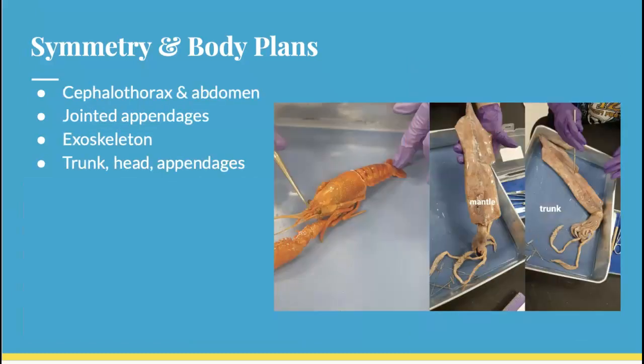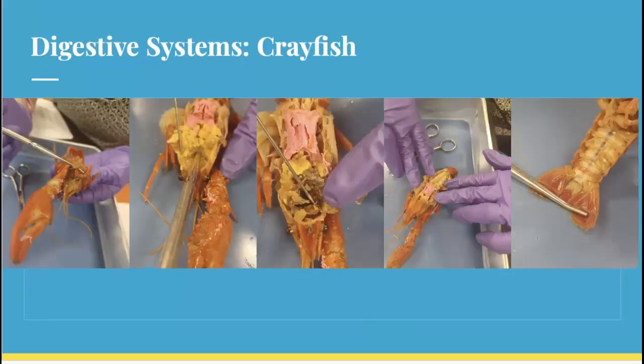However, they do differ in their body plans. Crayfish have a cephalothorax and an abdomen, as well as jointed appendages and an exoskeleton, which they molt periodically, typically before mating season. On the other hand, you have the squid, which does not have an exoskeleton. Its body plan consists of a trunk, head, and appendages, which are the 8 legs right here, and the 2 longer tentacles.